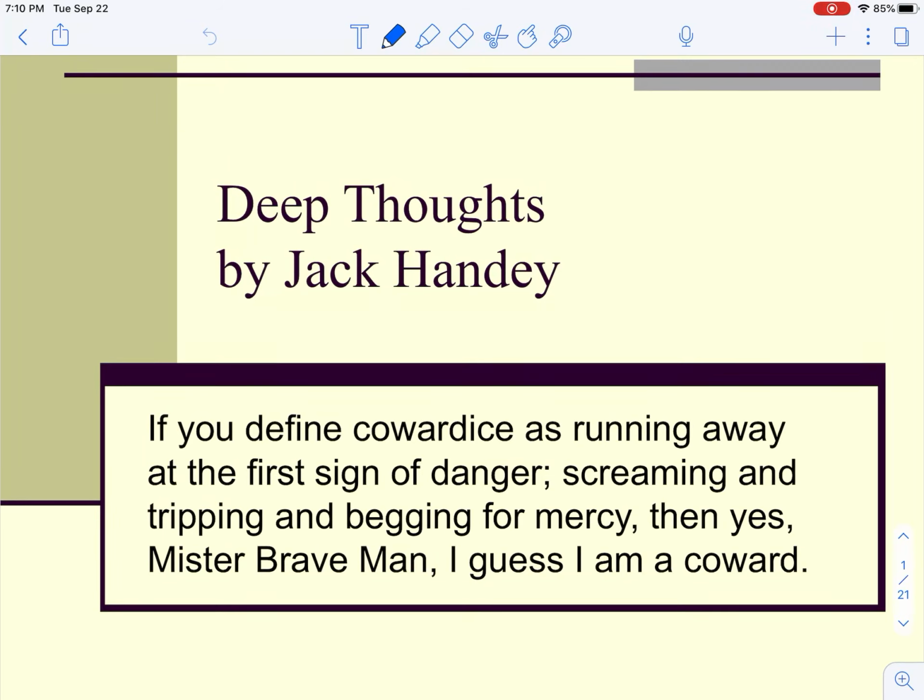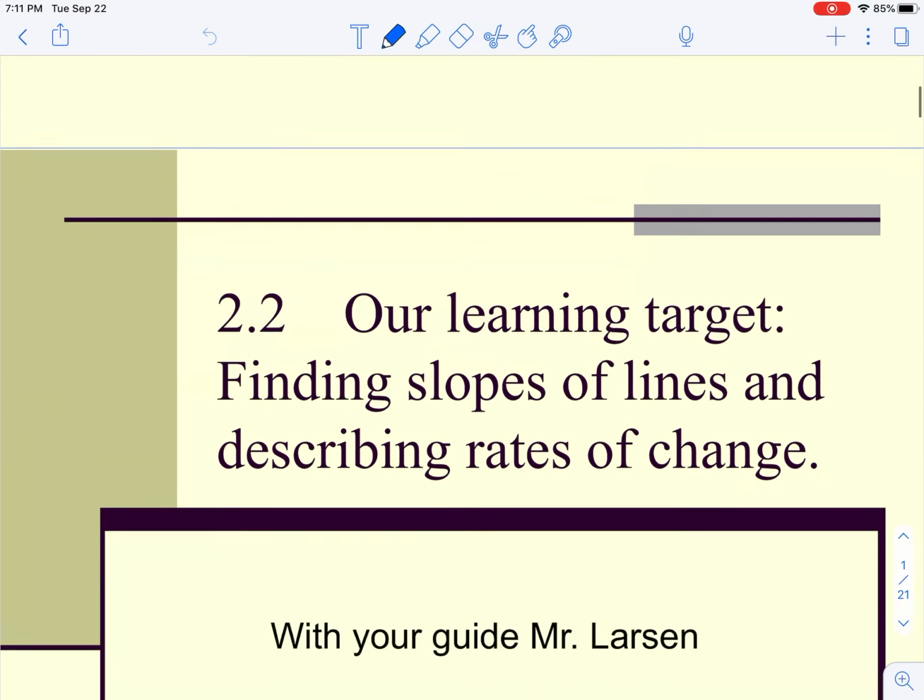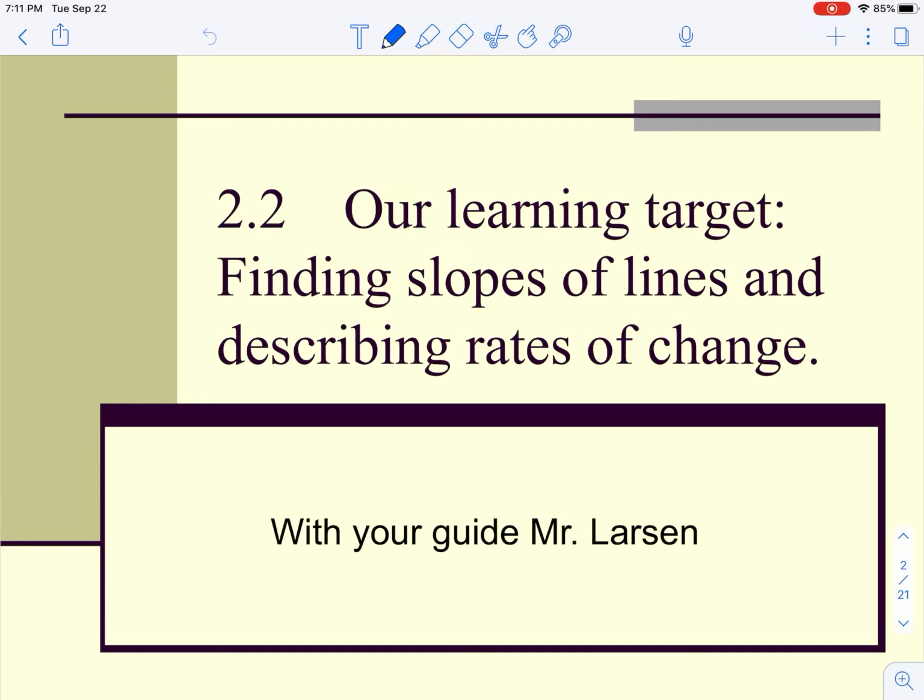It goes like this. If you define cowardice as running away at the first sign of danger, screaming and tripping and begging for mercy, then yes, Mr. Brave Man, I guess I am a coward. Another deep thought by Jack Handey. Well, hopefully this won't scare you.